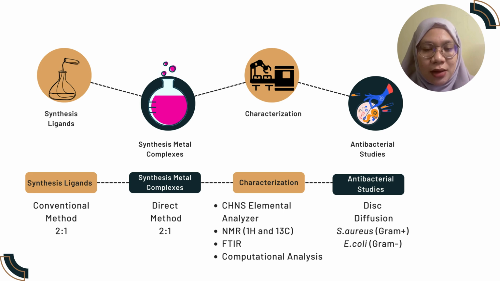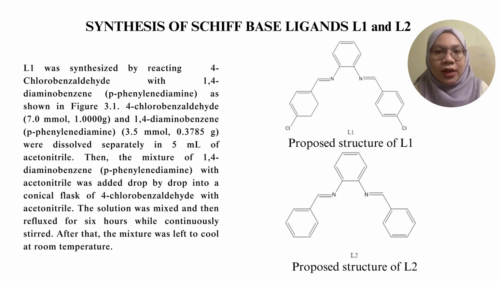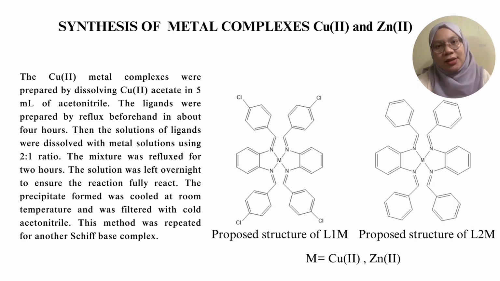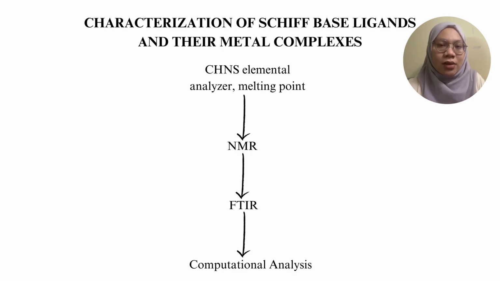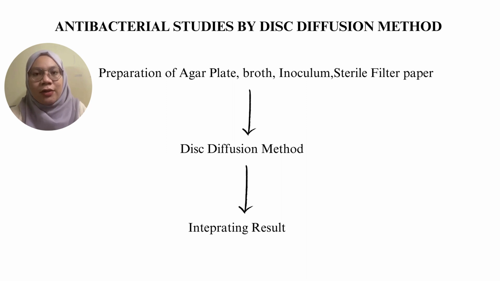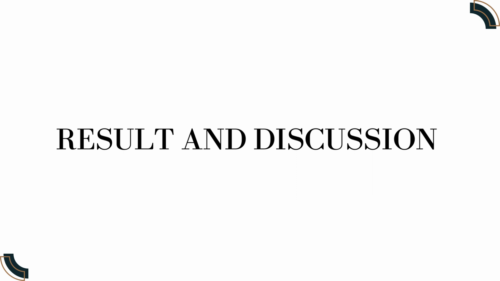coli, which is gram-negative, and S. aureus, which is gram-positive. Here is the synthesis of Schiff-based ligand 1 and ligand 2 with the proposed structure of both ligands. Next, here is the synthesis of metal complexes for copper and zinc with the proposed structure of the metal complexes. Next, move to the flowchart of the characterization for ligands and metal complexes. And lastly, here is the flowchart for antibacterial studies by using the disc diffusion method.